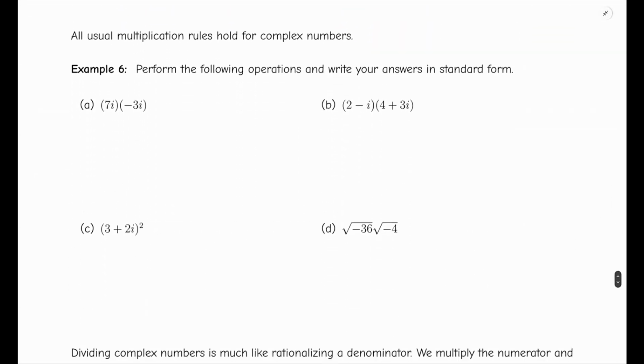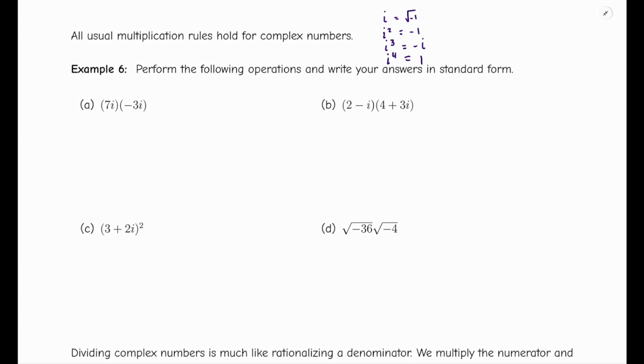All usual multiplication rules hold for complex numbers. Just remember, i is the square root of -1. i squared is -1. i cubed would then be negative i, and i to the fourth would equal +1. So when you have powers of i, you can simplify them. Example 6. Perform the following operations and write your answers in standard form.